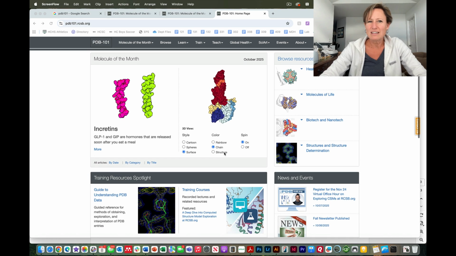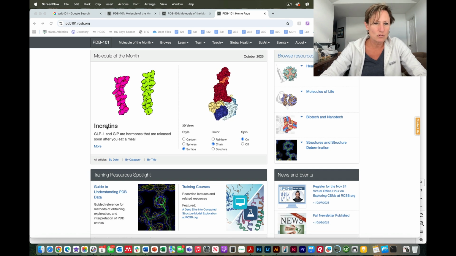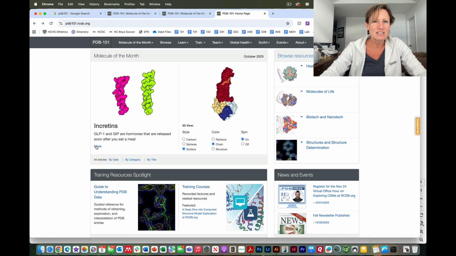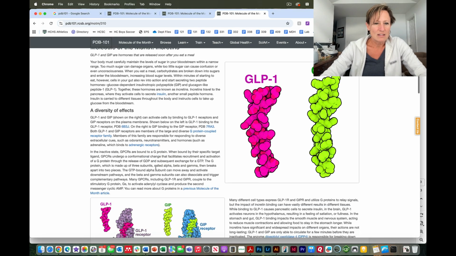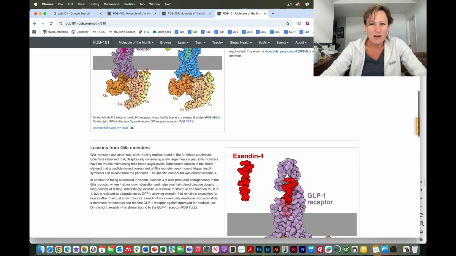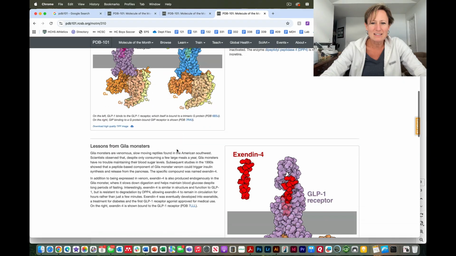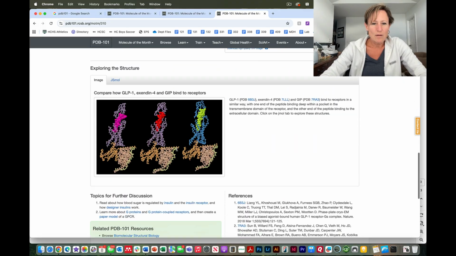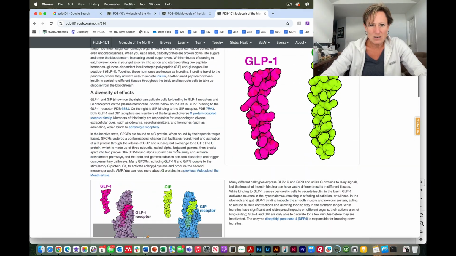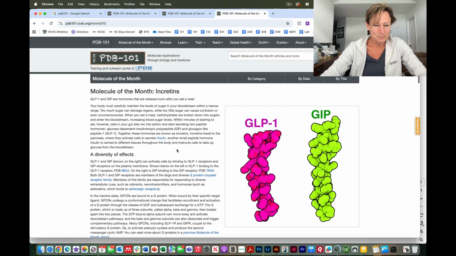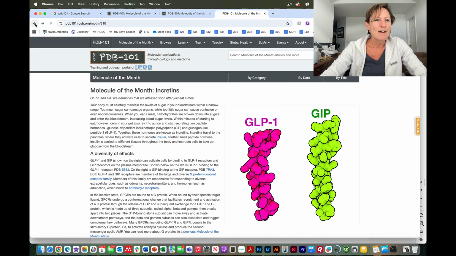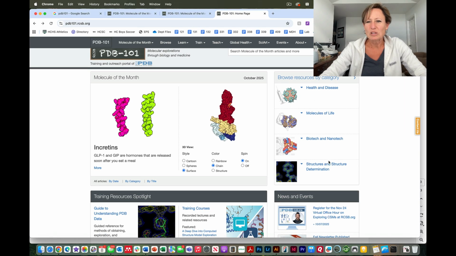But you'll notice here you can see a lot of different things. If we wanted to click on this page about incretins, we can see that these are molecules that are important for maintaining blood sugar homeostasis. So again, they'll probably at some point talk about the receptors that bind these, and they probably will mention things like Ozempic and so forth. I haven't read through that yet. But we can see that there are some really interesting things.